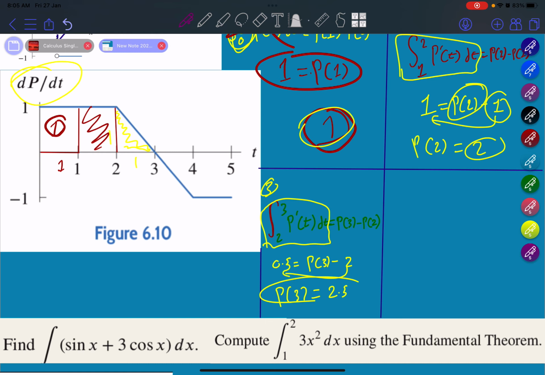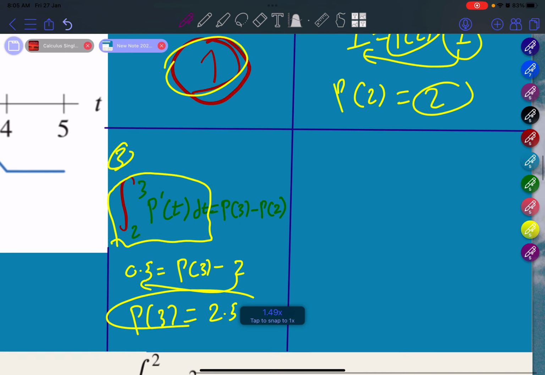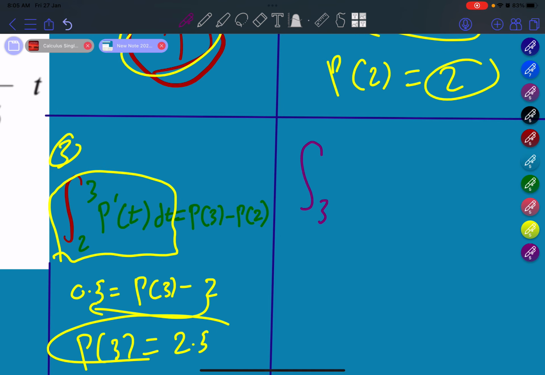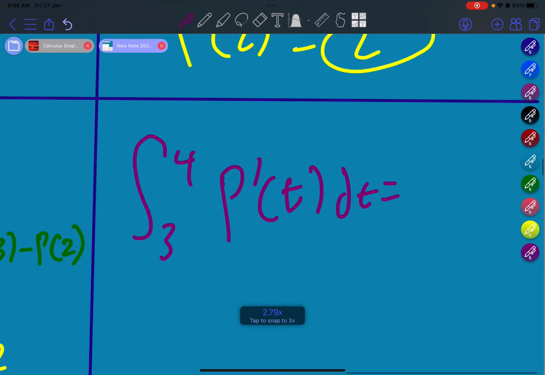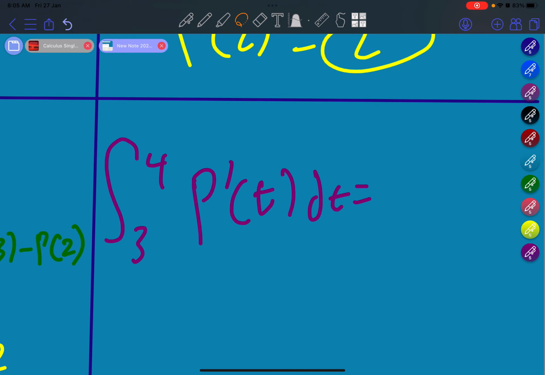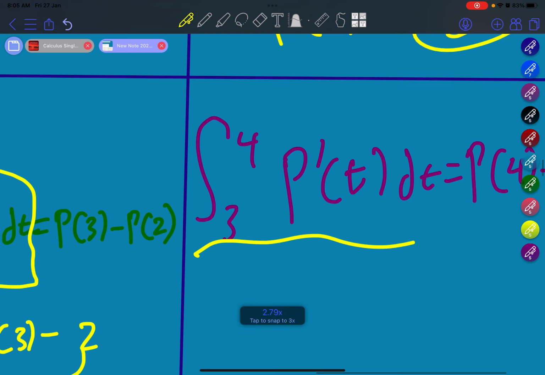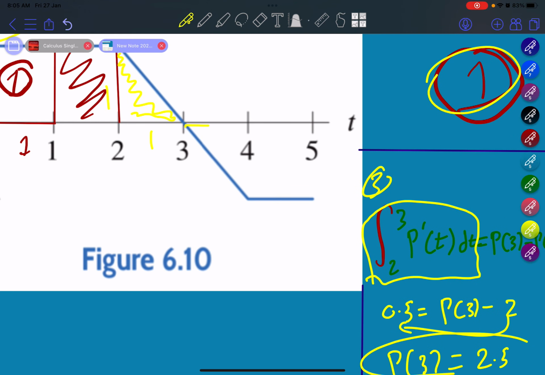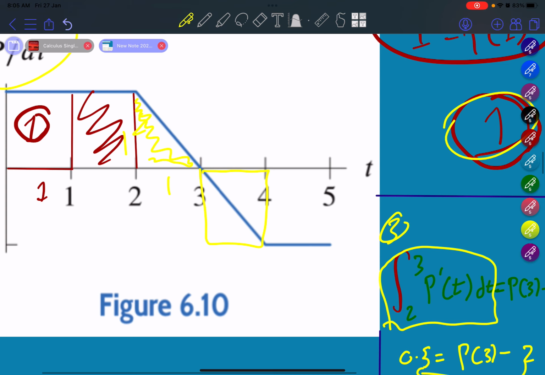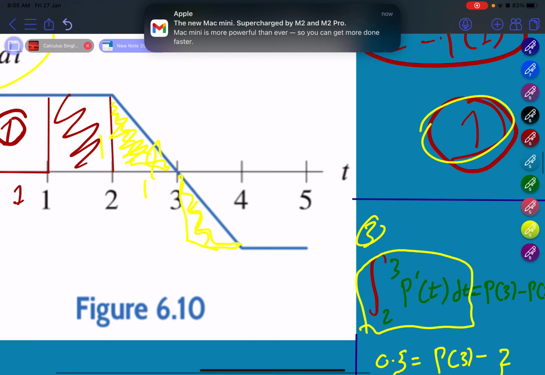Let's change the color. Again, same thing. We write the interval, this time 3 to 4. The integral of p prime of t dt will equal p of 4 minus p of 3. The area under the curve from 3 to 4 will be negative half this time, because this positive half is above the x-axis, but this half is below the x-axis. As you can see here, this is the area under the curve.